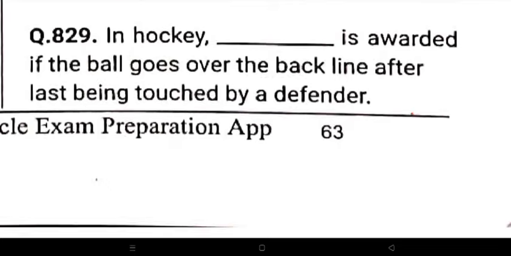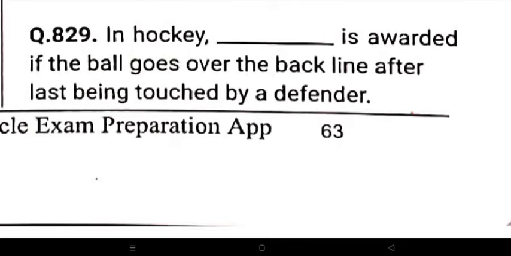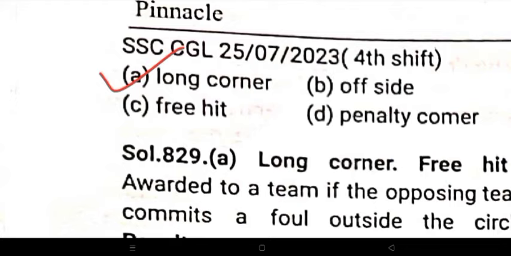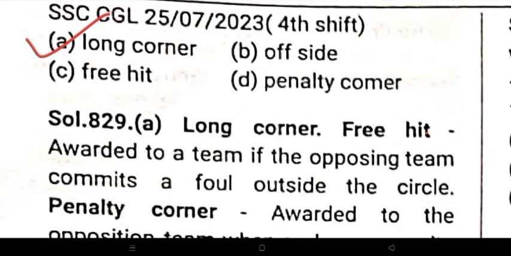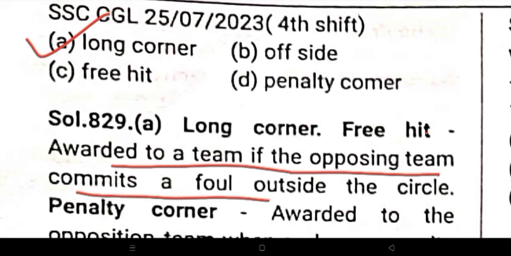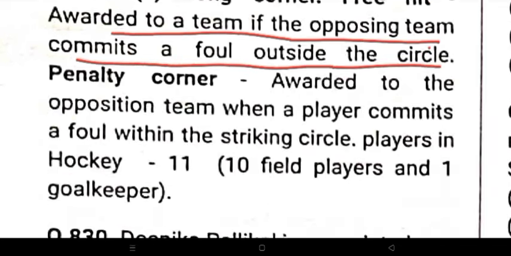Next, in hockey, a long corner is awarded if the ball goes over the backline after last being touched by a defender. A free hit is awarded to a team if the opposing team commits a foul outside the circle.